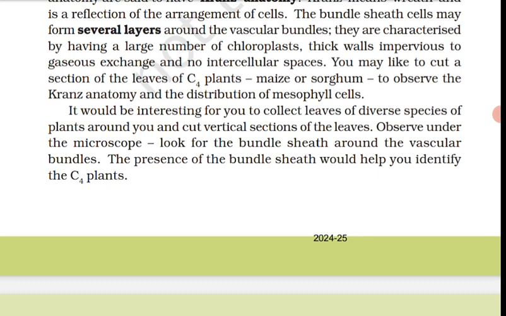In the bundle sheath cells, these C4 acids are broken down to release CO2 and a 3-carbon molecule.